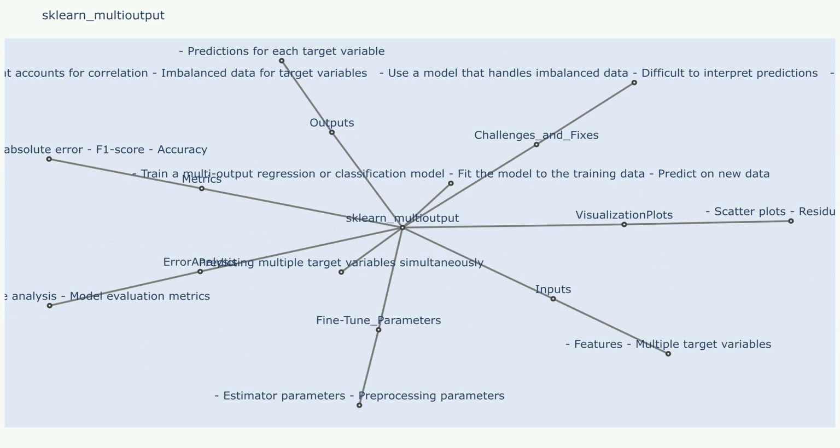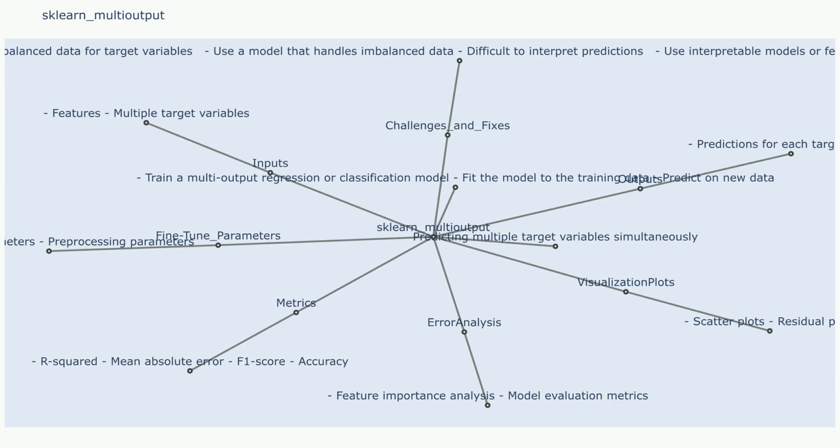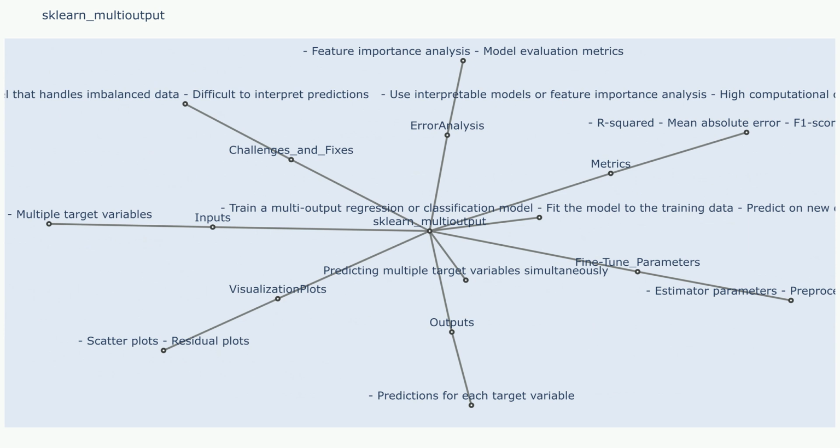A higher R-squared value indicates a better fit. Metric 2. Explain in detail. Mean absolute error. This metric calculates the average absolute difference between the predicted and actual values for each target variable. A lower MAE indicates better accuracy.